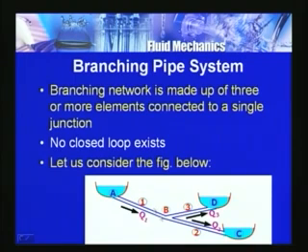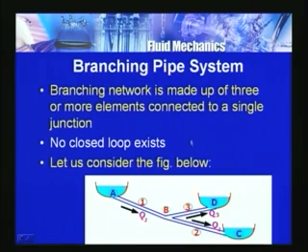So, for example, if you consider a system like this, here we have 3 reservoirs, reservoir A, reservoir C and reservoir D, and we connect these 3 using 3 pipelines. So, here pipe 1, pipe 2 and pipe 3. There will be a junction at B.